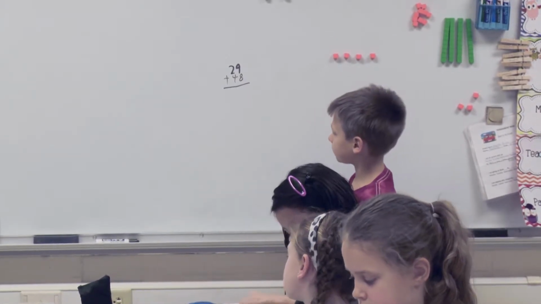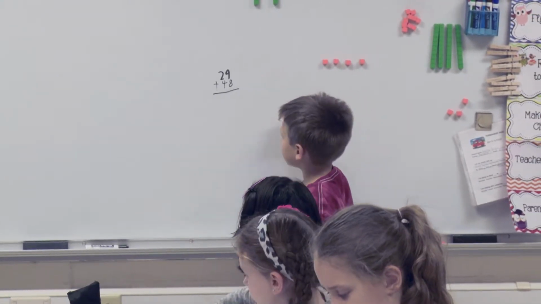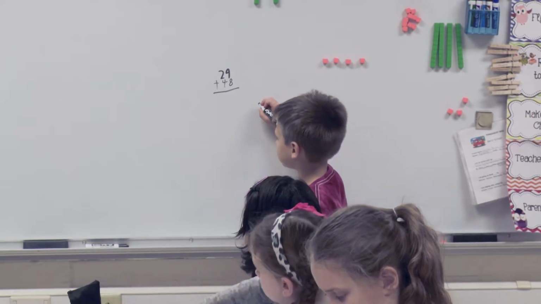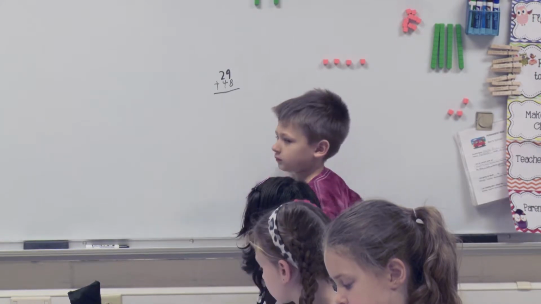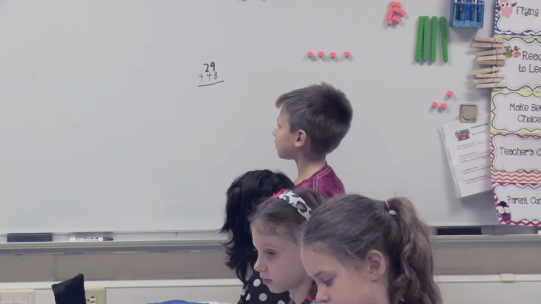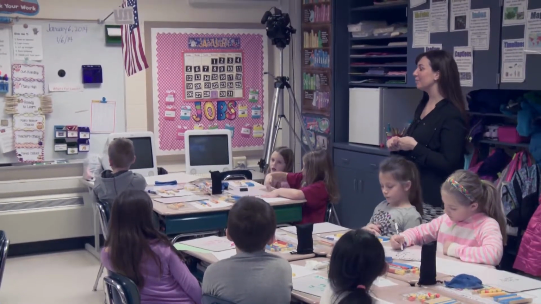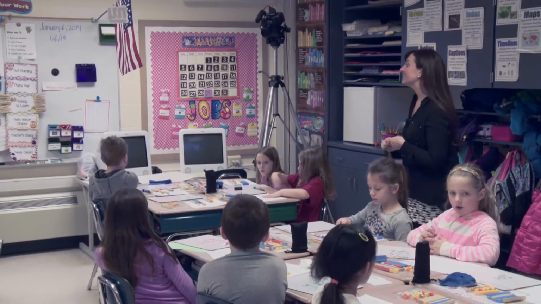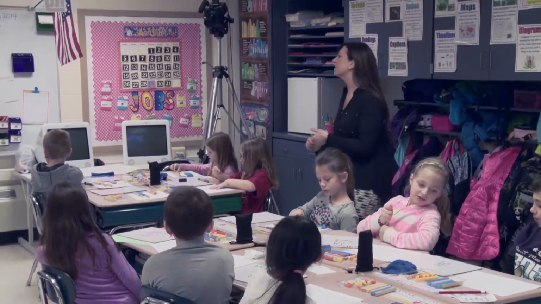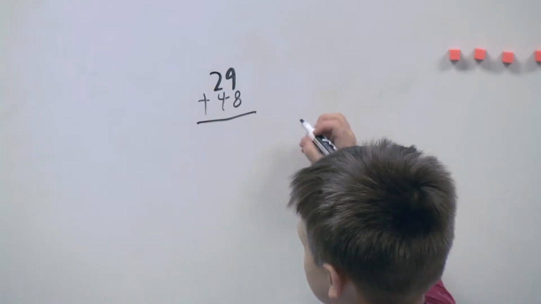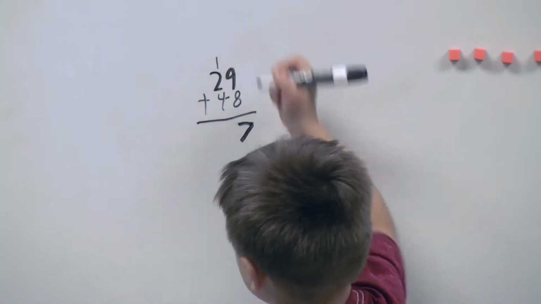Then what did you do? I did 9 plus 8, and I got 17. 9 plus 8 is 17. Boys and girls, 17 is how many tens, how many ones? 1 ten, 7 ones. Is there room for both of those digits in the ones place? No. So Tommy, what did you have to do there? I wrote a 7 here and a 1 up here.